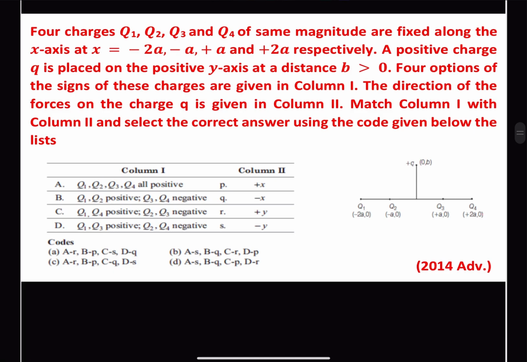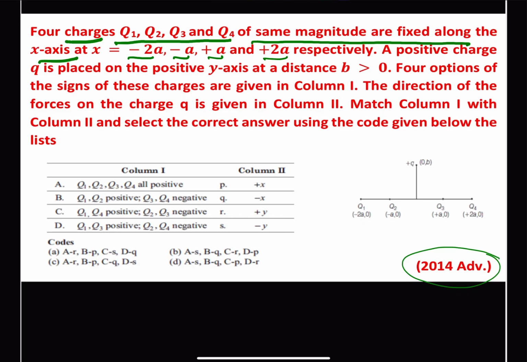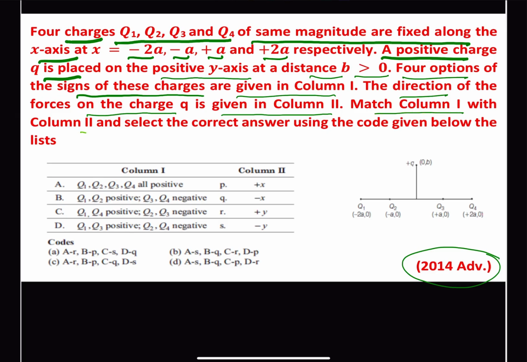It was asked in the 2014 Advanced, and it states that four charges Q1, Q2, Q3 and Q4 of the same magnitude are fixed along the x-axis at -2a, -a, +a, and +2a. A positive charge Q is placed on the positive y-axis at a distance b greater than 0. Four options of the sign of these charges are given in column 1. The direction of the forces on the charge Q is given in column 2. Match column 1 with column 2. Select the correct option using the code given below in the list.